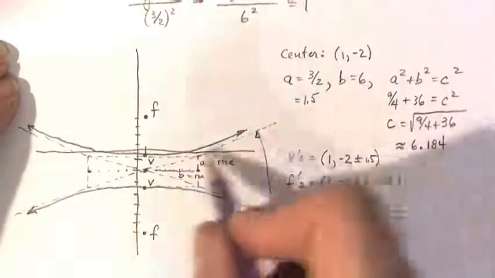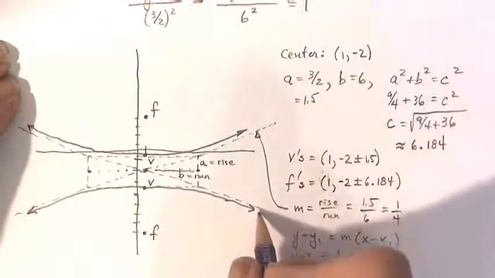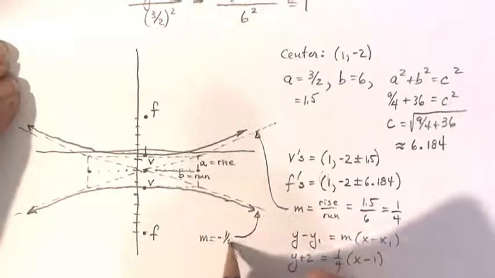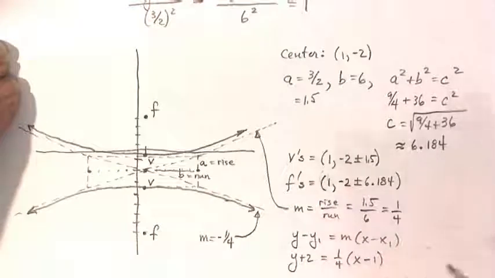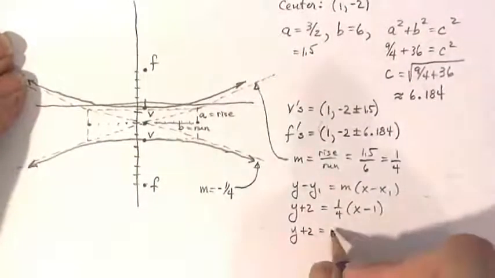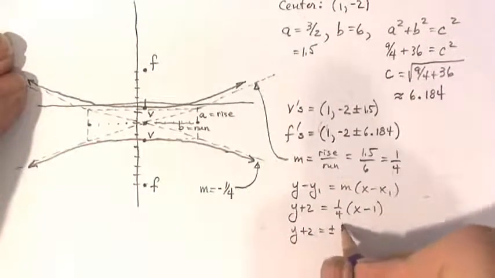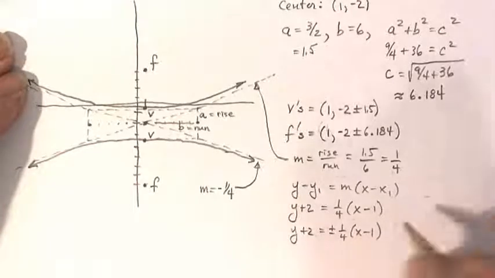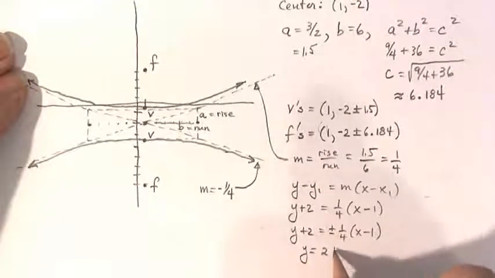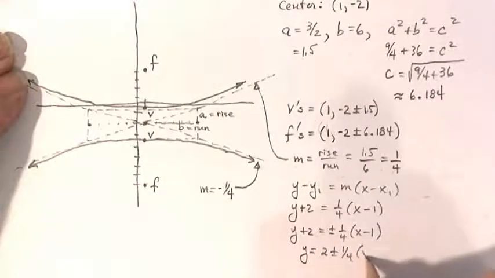And this one has a slope of 1/4, but this one over here, the slope is negative 1/4. So we might get both at once by writing y plus 2 is equal to plus or minus 1/4 times x minus 1, and bring the 2 to the other side. y equals negative 2 plus or minus 1/4 times x minus 1 gives you the equations of both lines, both asymptotes.